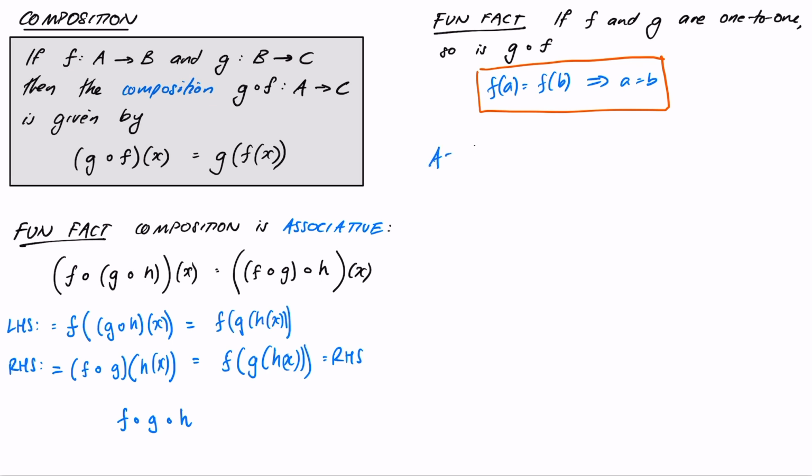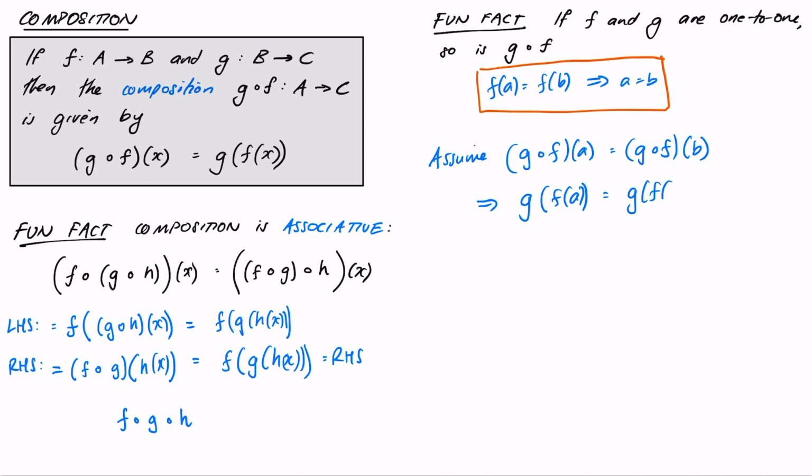So suppose, let's just make a bit more space. So we'll assume that g composed with f of a equals g composed with f of b, and we want to show that that implies that a equals b. So let's see if we just take the definition. So this implies that g of f of a is equal to g of f of b.